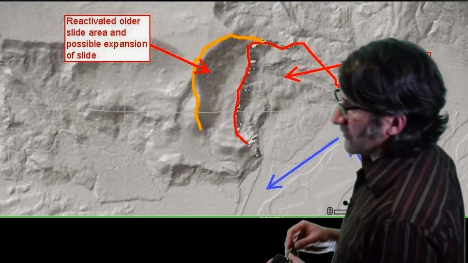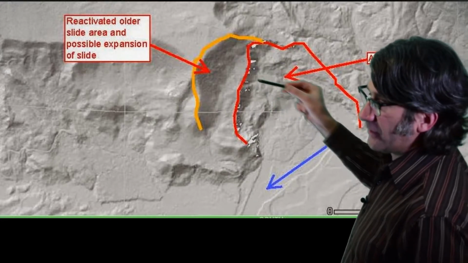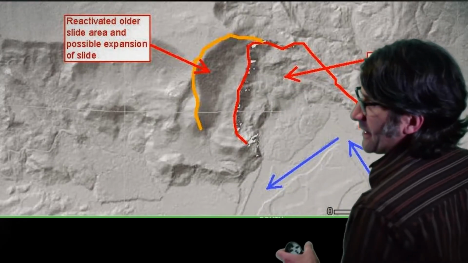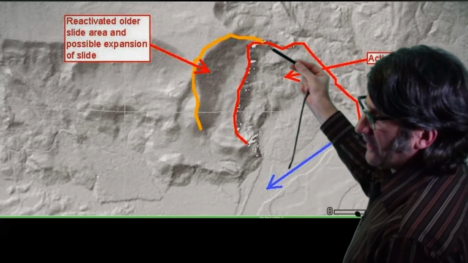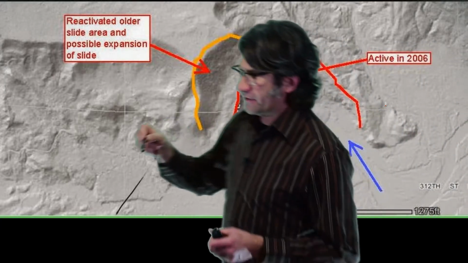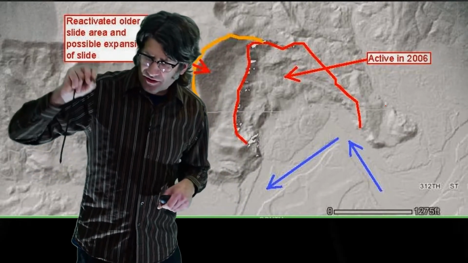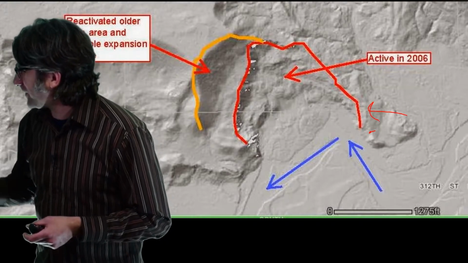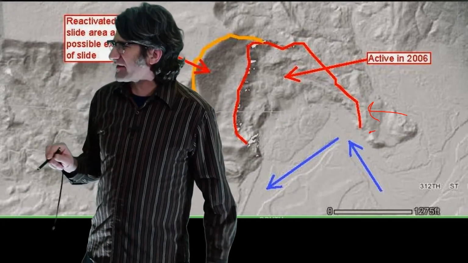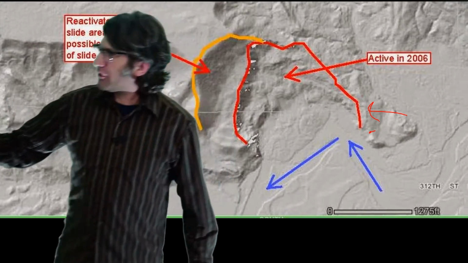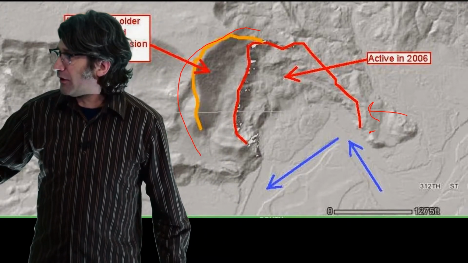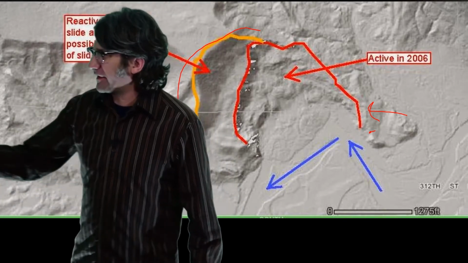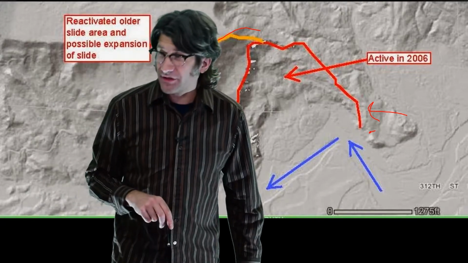Okay, so here's what that looks like. Here is Slide Hill. Here's the river, flowing down the screen. Then here is that reactivated portion, the active portion of the slide that was activated in 2006. And notice up here, there's another scar as well. So that could have been an even older slide area that got reactivated.